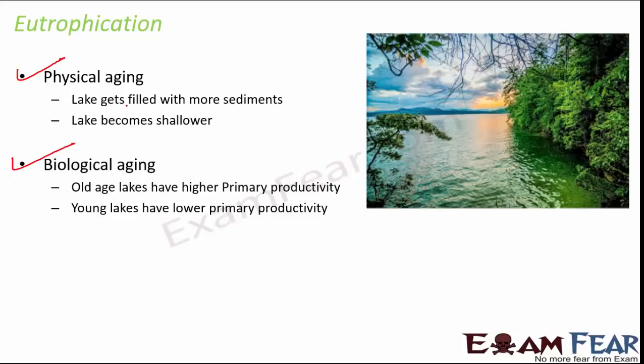Physical aging means the lake gets filled with more sediments. As a result, the lake becomes shallower. The depth decreases with time. That is physical aging. Biological aging means the old age lakes have higher primary productivity. Young lakes have lower primary productivity. So that's how we calculate the biological aging, that who has aged more.